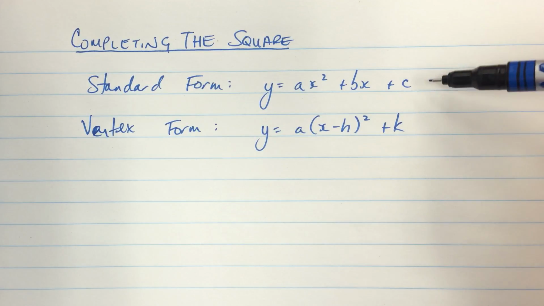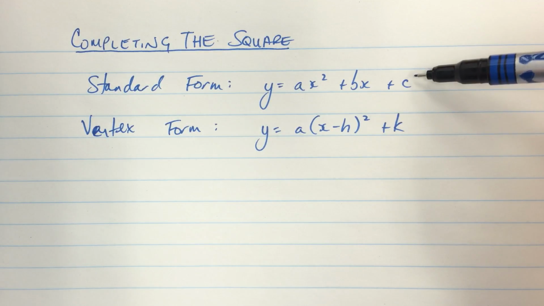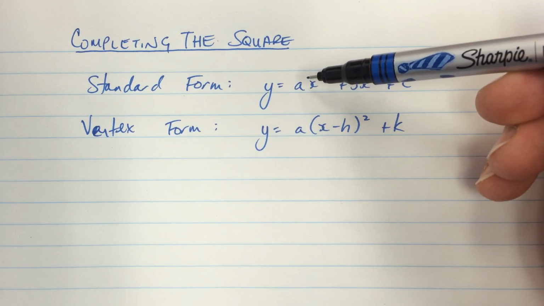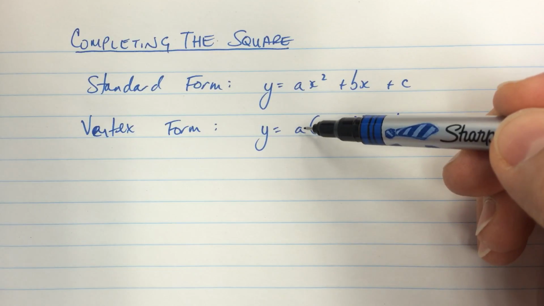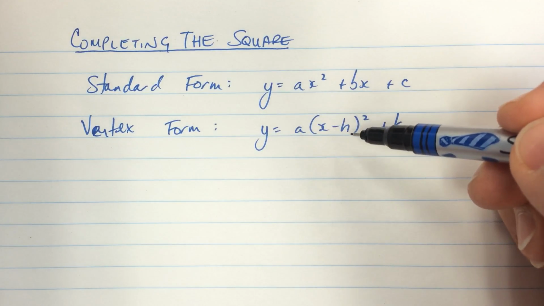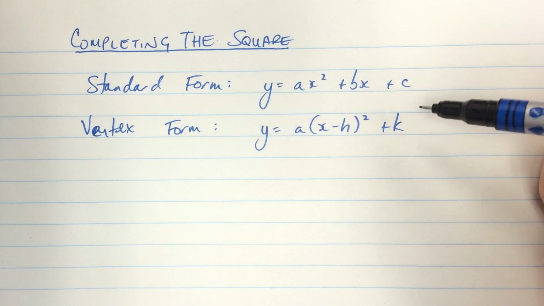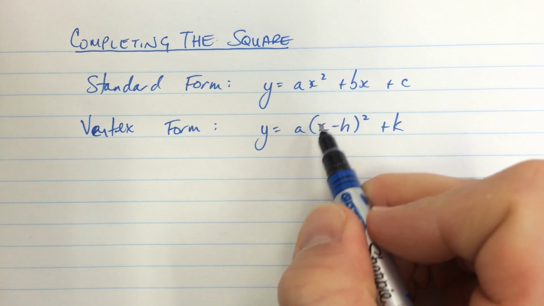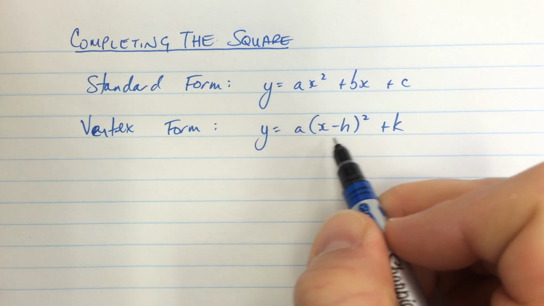into vertex form. This form of the relation is only really useful for us to see the y-intercept, C, and the stretch or compression factor, A, but the vertex form gives us that same stretch or compression factor and then the vertex, H, K. So what we're going to be trying to do is construct this little squared binomial here.